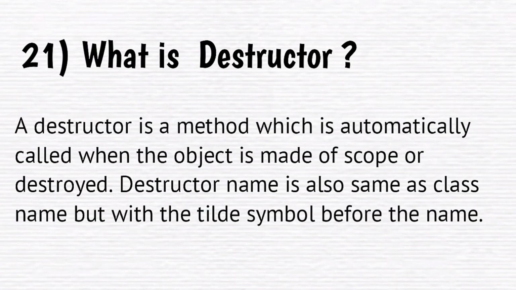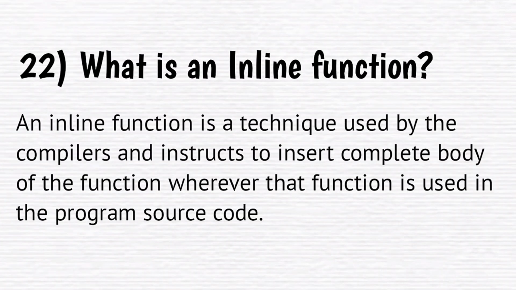What is a destructor? A destructor is a method which is automatically called when the object goes out of scope or is destroyed. Destructor name is also the same as the class name, but with the tilde symbol before the name. What is an inline function? An inline function is a technique used by compilers which instructs them to insert the complete body of the function wherever that function is used in the program source code.